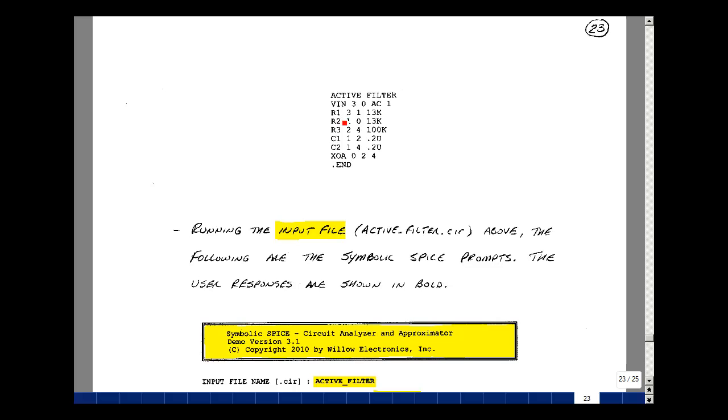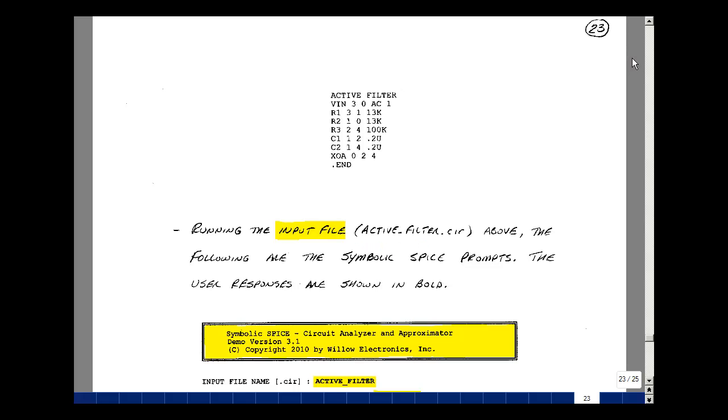Then we have the resistors R1, R2, and R3 between 3 and 1, 1 and 0, and 2 and 4 with values, and C1 and C2 between 1 and 2 and 1 and 4, again with values. Our op-amp was between plus, minus, and output. The plus terminal was node 0, the minus terminal was node 2, and the output was node 4. So by double-clicking on the EXE file, a menu comes up, and I gave it the file name again, active_filter.cir.